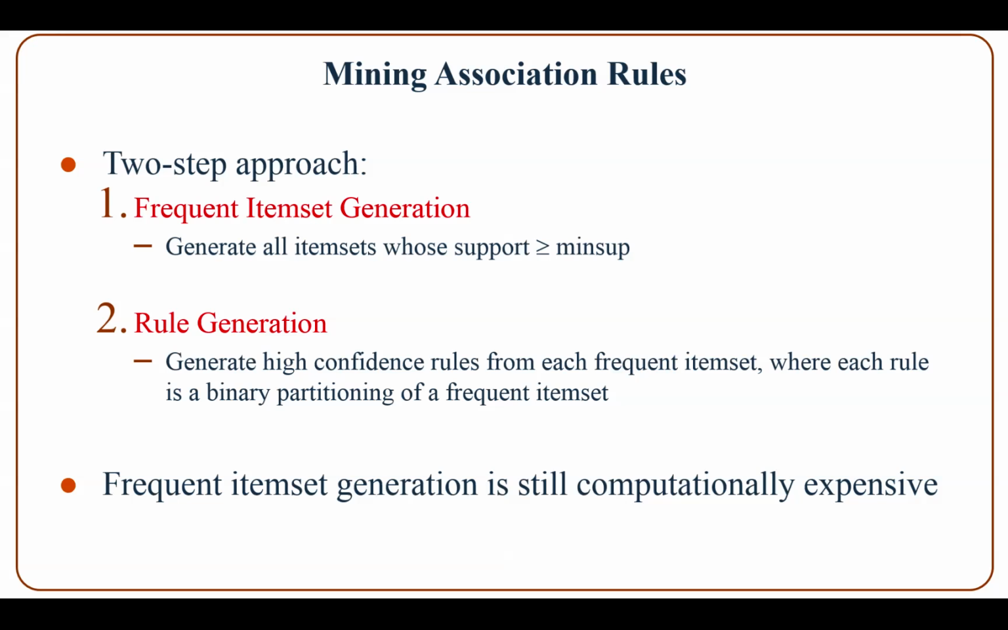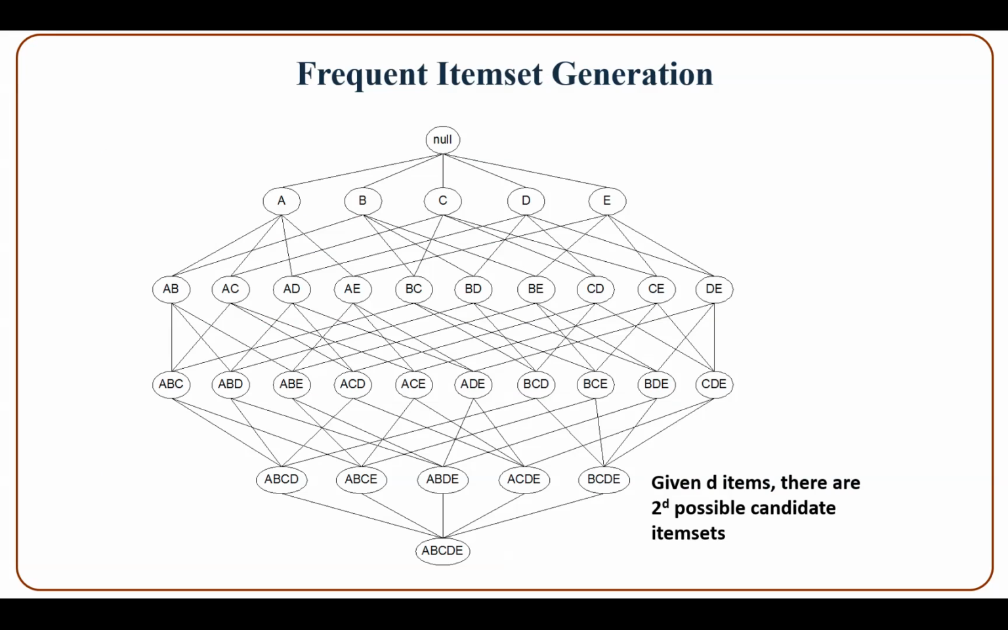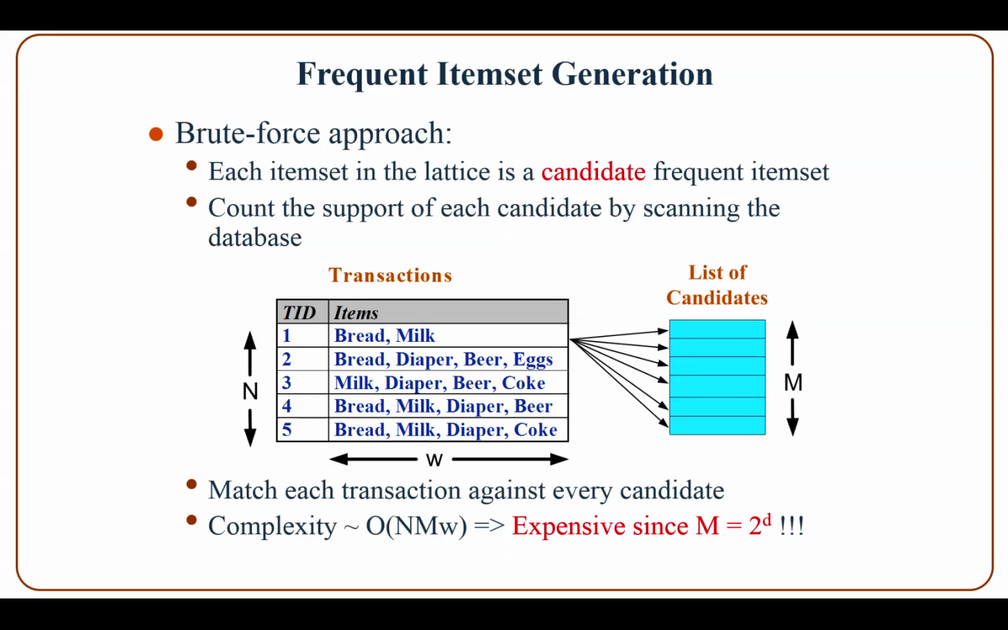The computational requirements for frequent item set generation are generally more expensive than those of rule generation. A lattice structure may be used to enumerate all the possible item sets. This page shows such a lattice for 5 items, and in general, given d items, there are 2 to the d possible candidate item sets, including the null set. And because d can be very large in practical applications, the search space of item sets may go exponentially large. The brute force approach finds the frequent item sets by determining the support count for every candidate item set in the lattice structure.